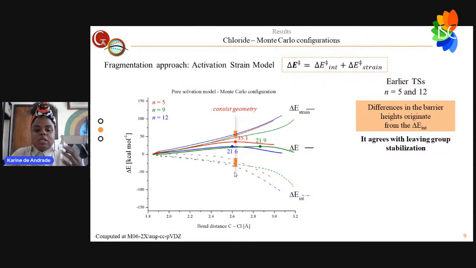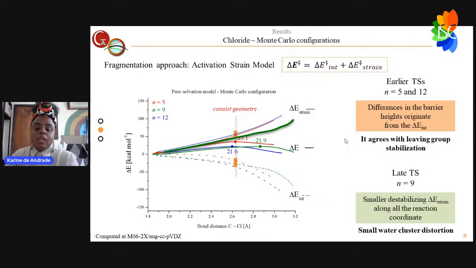But there is a huge difference in the interaction energy between 12 and 5 water molecules. So this shows us that the difference between the energy barriers calculated for 5 and 12 is due to the interaction term, and it agrees with our hypothesis about leaving group stabilization.